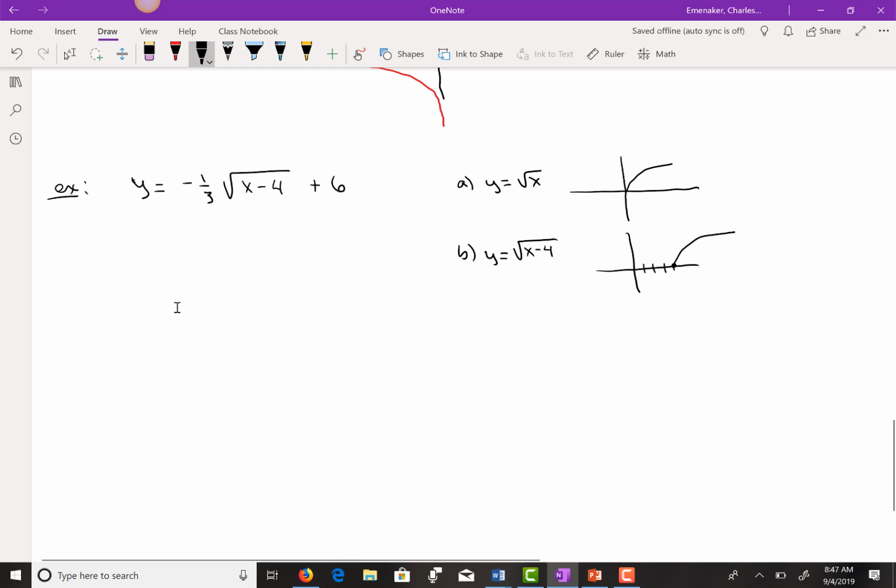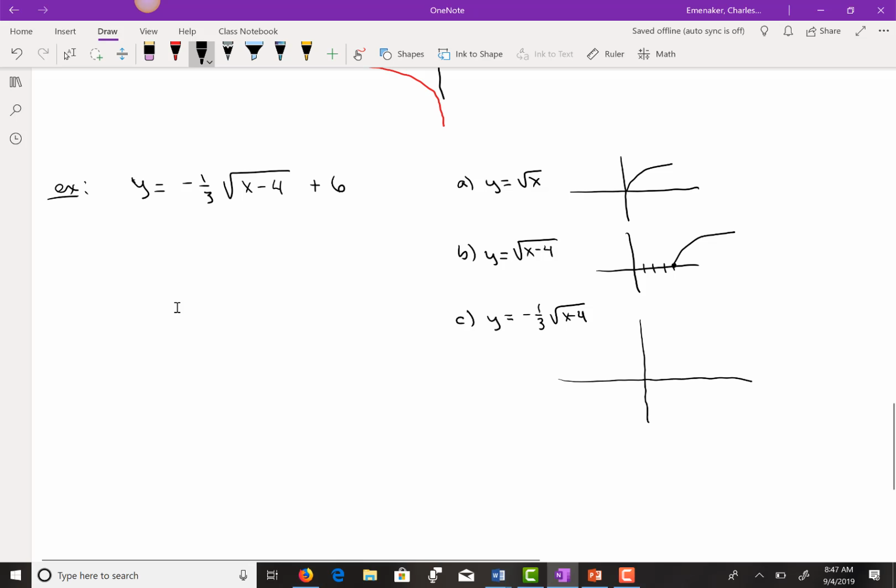Next thing. You can go either of two directions. I'm going to do the negative 1/3 square root of x minus 4. Do you see how I'm just throwing in one thing at a time? Okay. Not trying to multitask and do 4 separate operations at once.